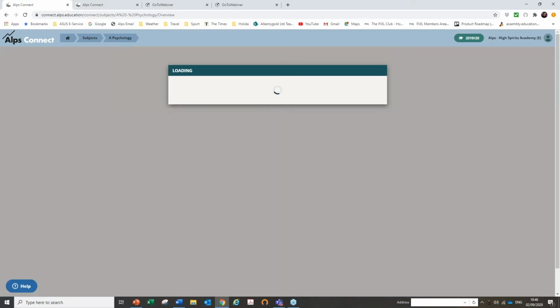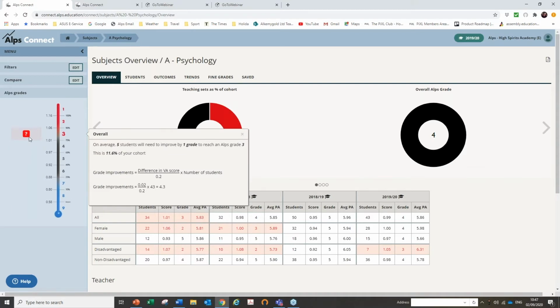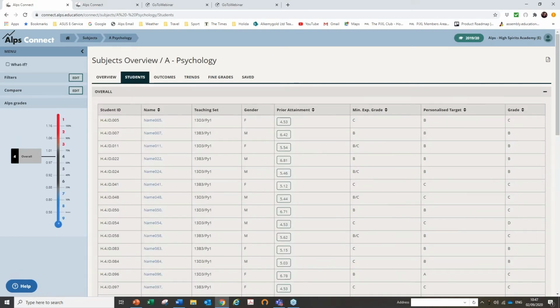One's psychology, and I'm going to pull the thermometer as you would normally do in a what if and a how do I, and find that actually psychology was 5 students away from getting the ALPS grade 3 when they assigned those centre assessed grades. Now, in year, of course, you'd flip to students. You might want to sort by prior attainment to bring those with highest prior attainment up to the top.